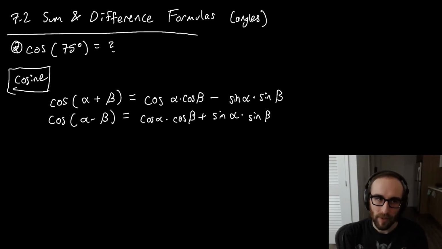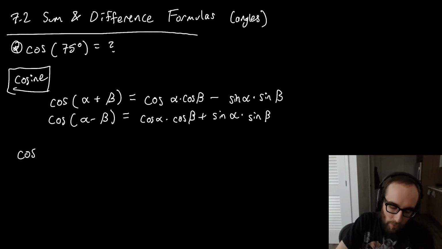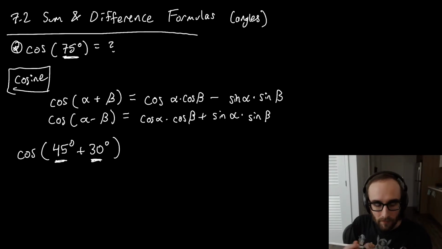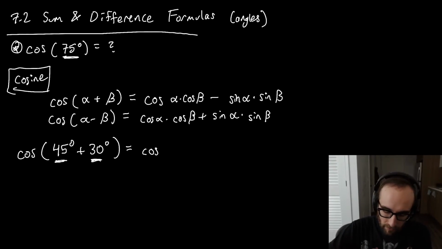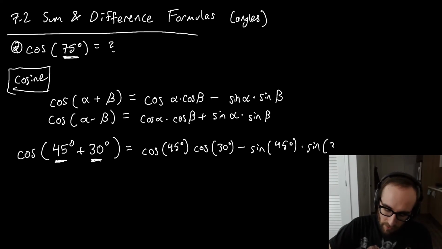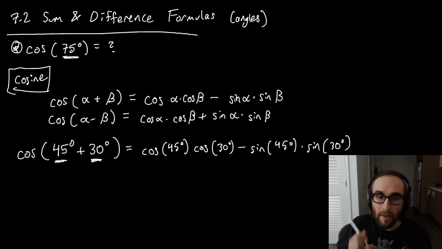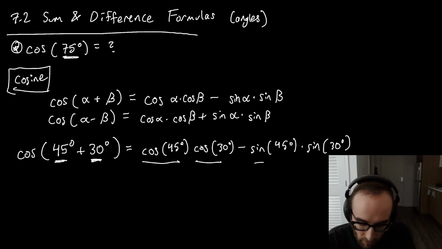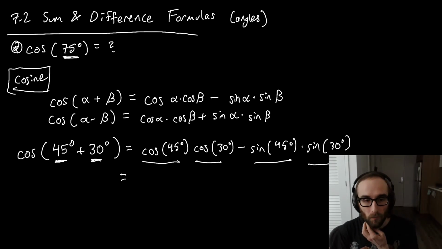We don't know what cosine of 75 degrees is, but we can rewrite cosine of 75 degrees as the sum of 45 degrees and 30 degrees. So we split up the 75 into two angles that we do know, 45 and 30, and then what we can do is rewrite it using our formula. So we have cosine of 45 degrees, cosine of 30 degrees, minus sine of 45 degrees times sine of 30 degrees. And then now we know what all of these values are using our unit circle. So now we just replace them with the values from the unit circle.